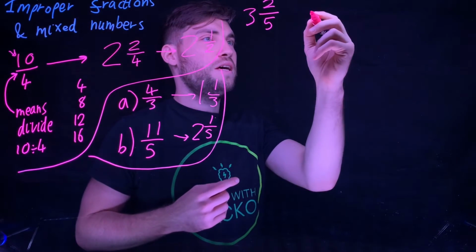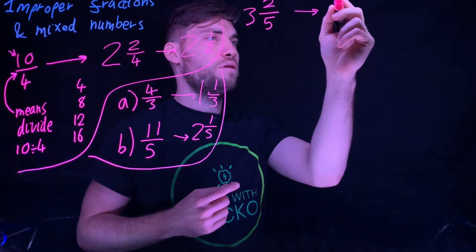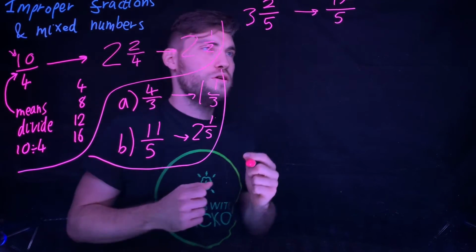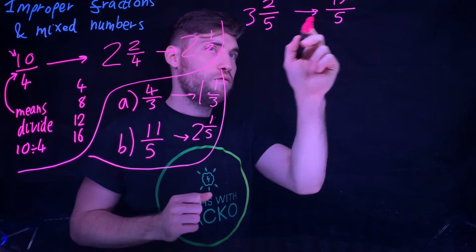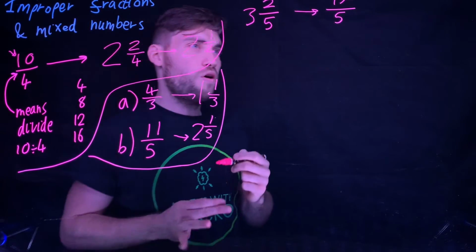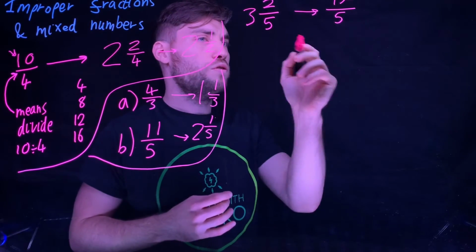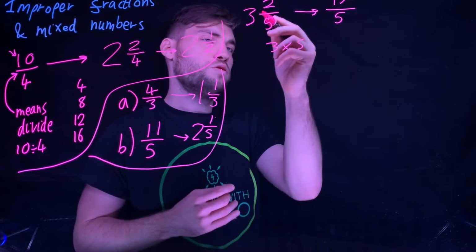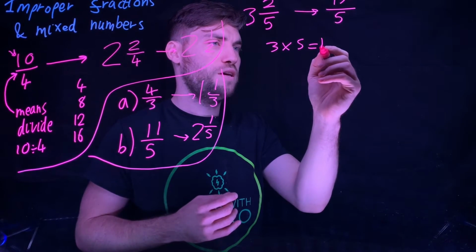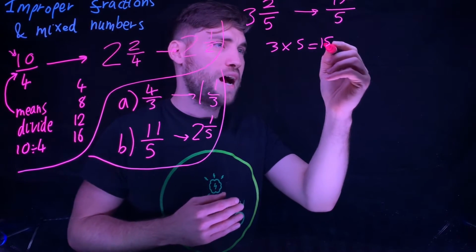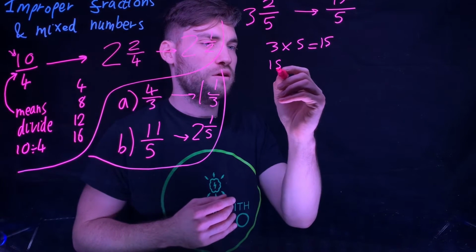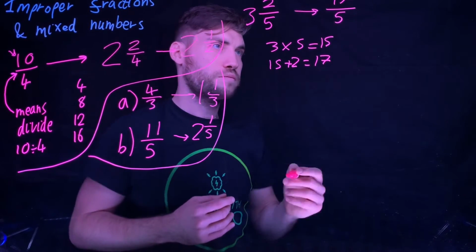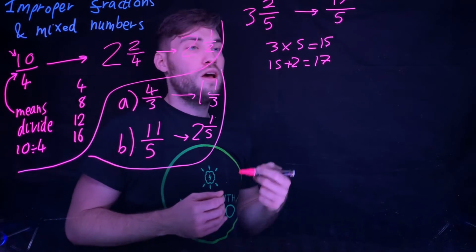So the answer is 17 fifths. Okay? This is how I like to do it with my students. I give them the answer first, and now you've got to think, pause the video, how have I gone from that to that? Some of you might have figured this out actually. So what we've done, to go from this to this, we've done 3 times 5. So we've done the big number multiplied by the denominator to get us 15. And then we've added on the numerator. So 15 plus 2, which equals 17. And then we've got 17 fifths. That's how I got that one.